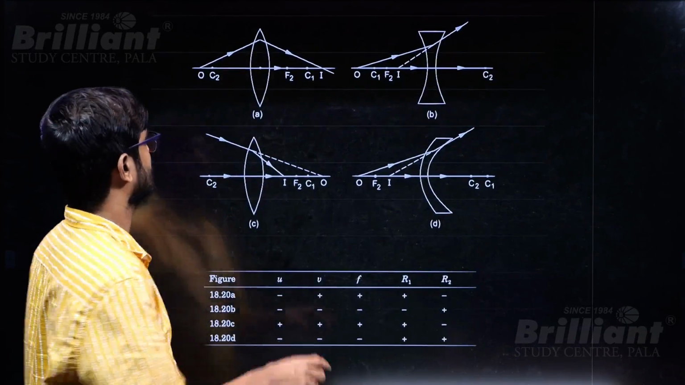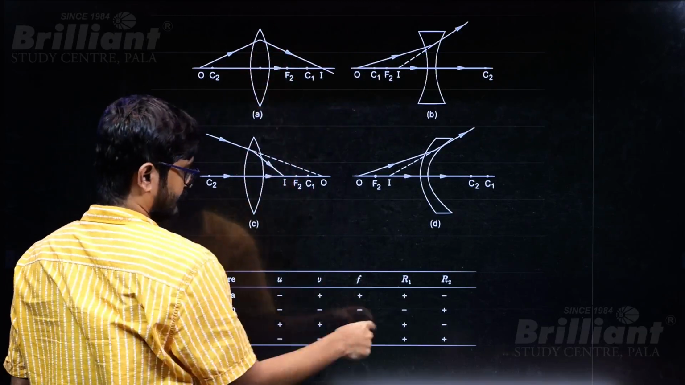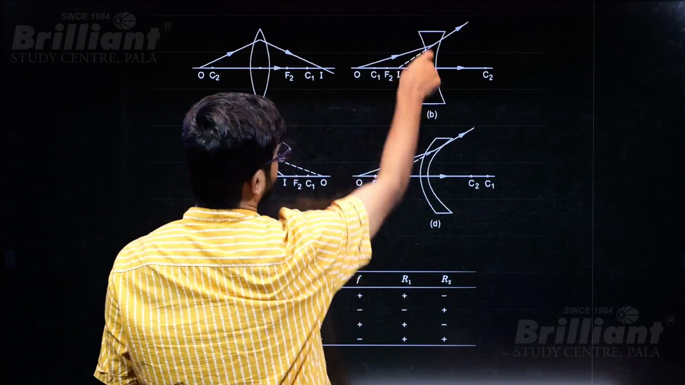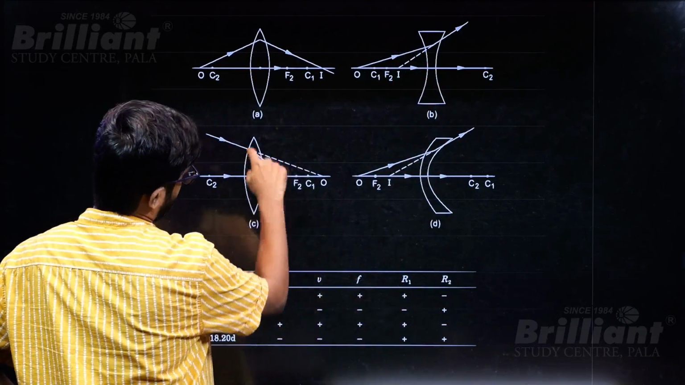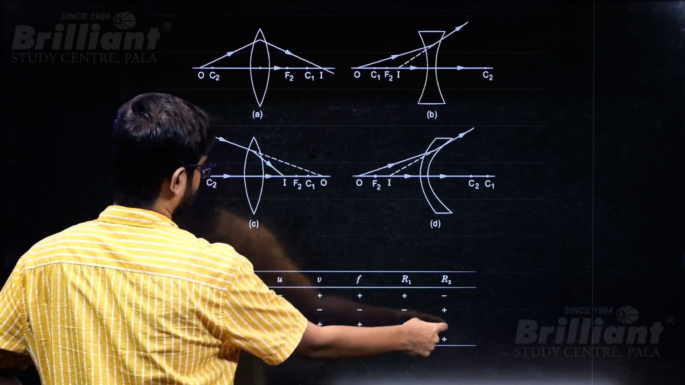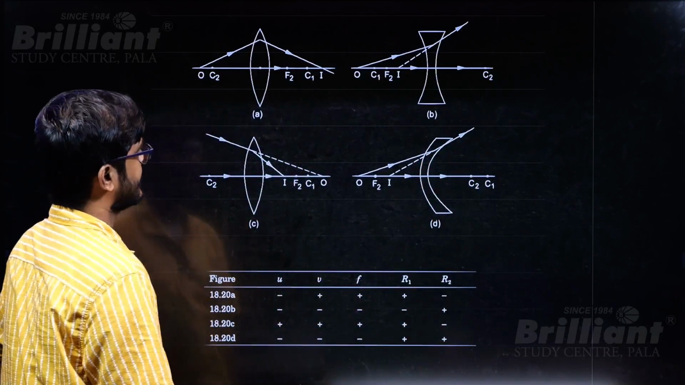And the radius of curvature. For this one, this is the positive direction, so radius of curvature R1 is positive, R2 is negative, positive, negative. For this one, negative and positive. For this one, positive and negative. For this one, both are positive, right?